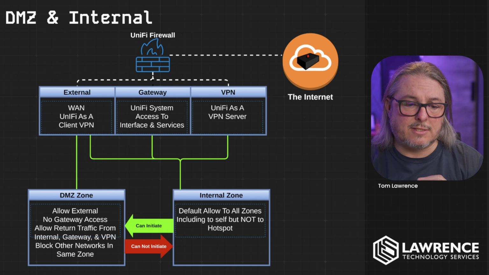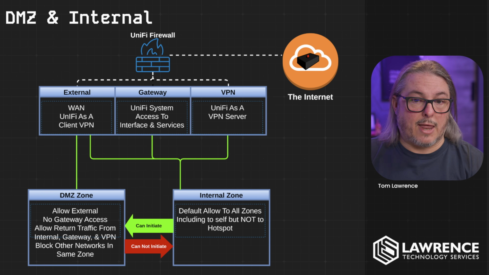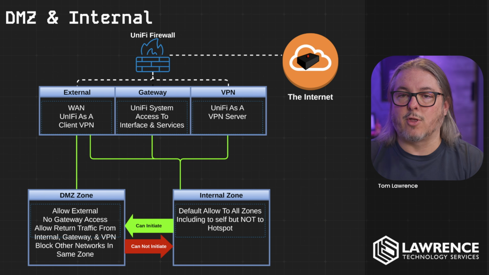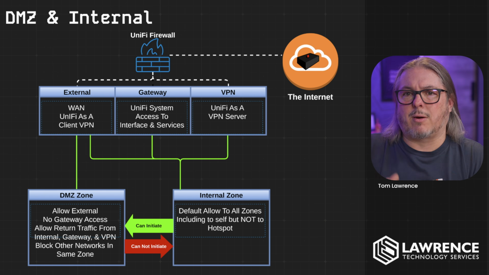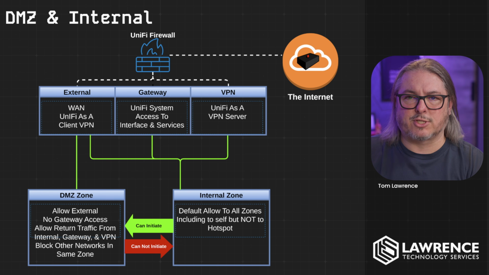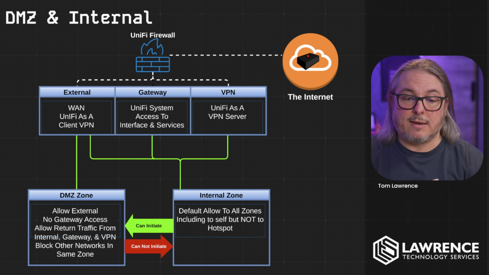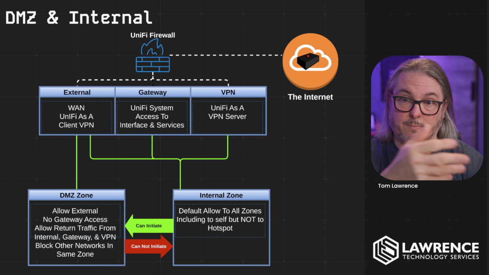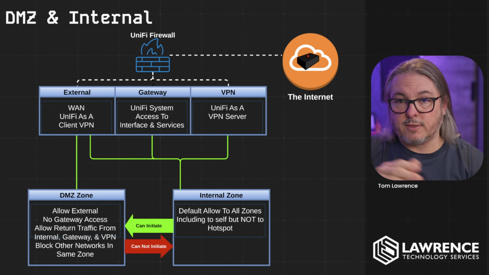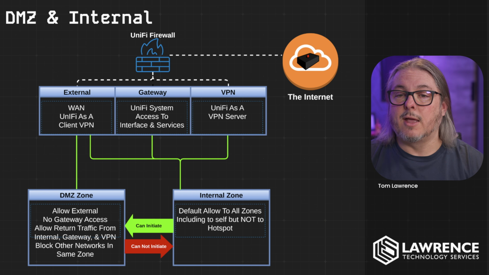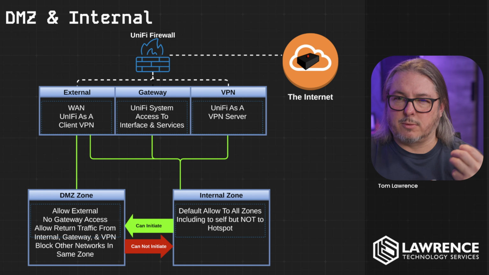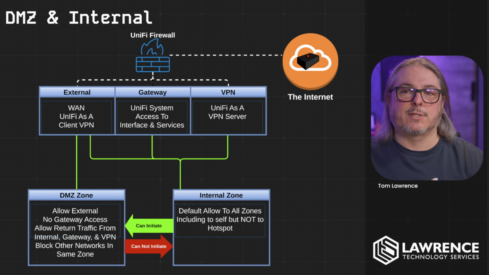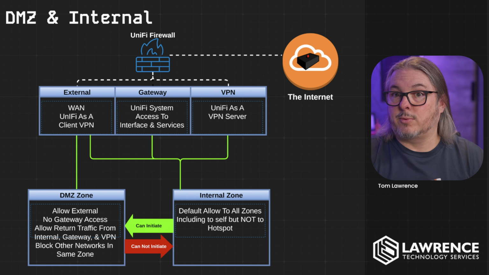Then we have the DMZ zone. This allows external access. DMZ is a long-standing term in the firewall world for demilitarized zone, where you say, all right, this is where something I want to host and open up external access to will live. I can, from the internal zone, get to the DMZ, but the DMZ cannot initiate a connection to me. You're self-hosting a mail server, a web server, something publicly exposed. The risk you're trying to mitigate is if someone comes in and gets to that particular server.